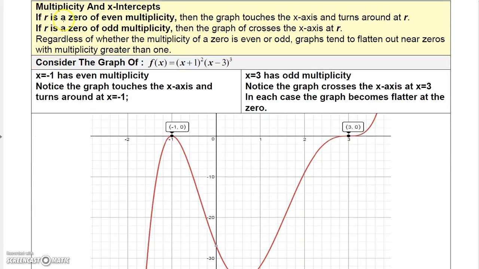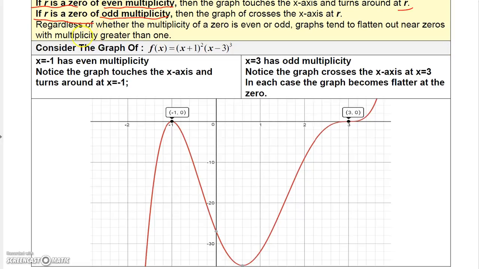Now, let's talk about multiplicity and the x-intercept. So let's say a root r is a 0 of even multiplicity, in other words, a multiplicity of 2 or 4. Then the graph touches the x-axis and turns around at that number. But if r is a 0 of odd multiplicity, so maybe the factor is only to the first power or the third power, then the graph crosses the x-axis at r. So even multiplicity, it touches the x-axis and turns around. Odd multiplicity, it crosses the x-axis.